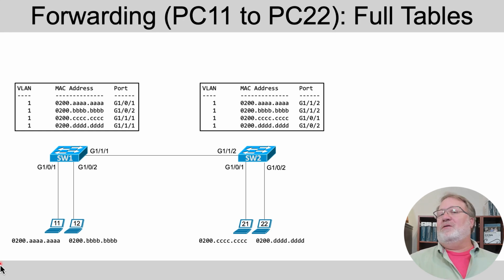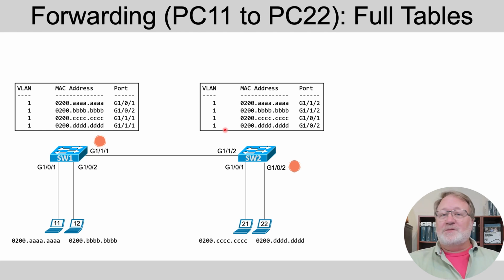Now, let's consider a frame sent from PC11 to 22. In the first of those 3 cases, that's where the tables are still full. So PC22's address is this mostly D's address that's at the bottom of the table. So we can tell from the tables we're going to match an entry, and switch 1's going to forward only out gig 111 per the table, and over here on the right, switch 2 only on gig 102. So just putting a little doodad beside those 2 ports.